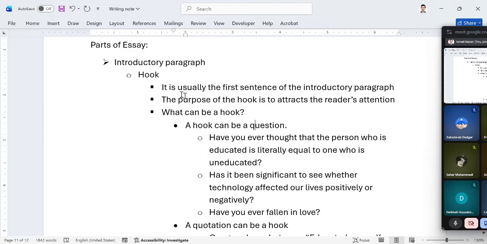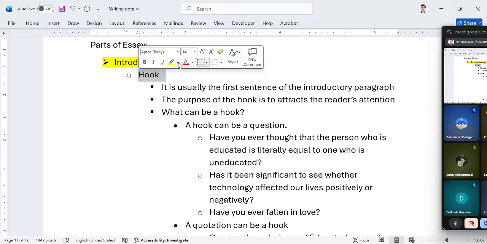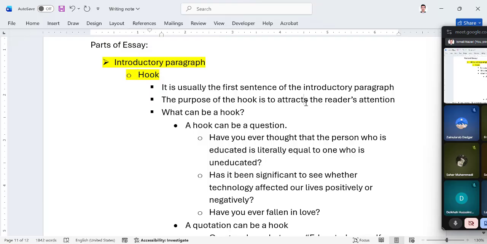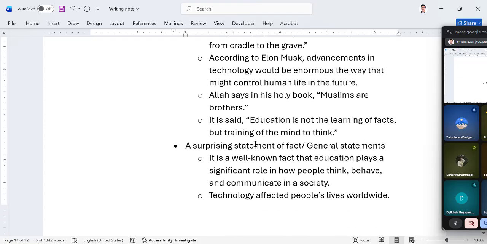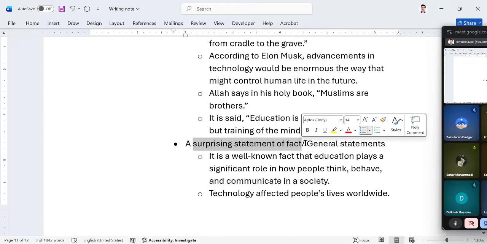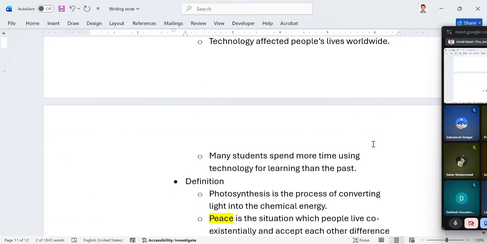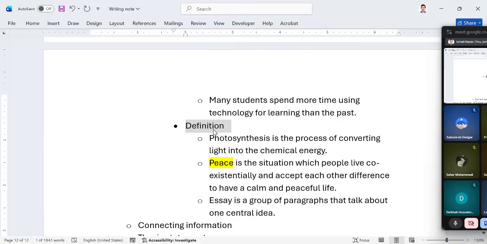So that's the first part of the introductory paragraph. If you have an introductory paragraph, the first part is the hook. To summarize, the hook is usually the first sentence, and its purpose is to attract the reader's attention. Now, what can be a hook? A hook can be a question, a quotation, a surprising statement of fact or general statement. And finally, a hook can be a definition.